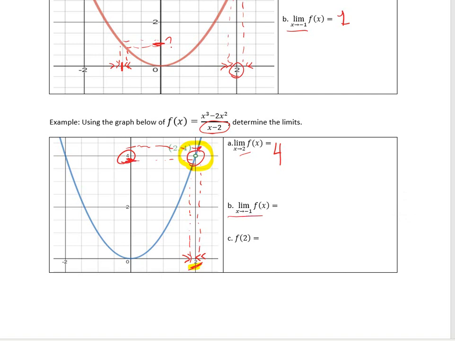Same thing here if we look at x equals -1. Now because that's a solid line, it means it is defined there, so we actually do have the point -1, 1. As we approach from both sides, it looks like it's approaching 1.